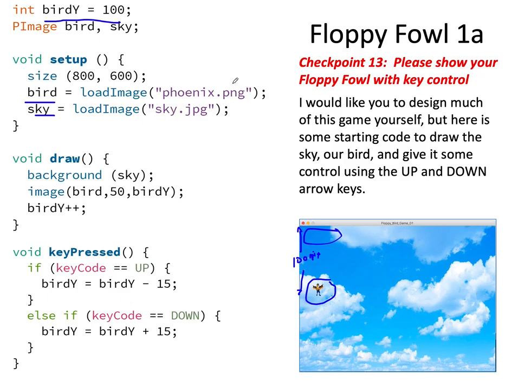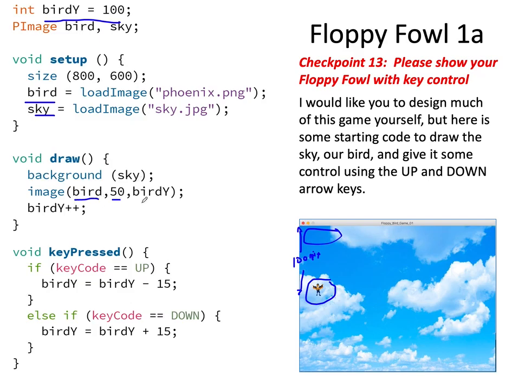And the bird is phoenix.png. The sky is sky.jpg. Again, it has to be in the data subfolder, so make sure you move them there. And then in the draw method, what I'm going to do here is draw the sky, then draw the bird. So draw the image stored in the bird variable.